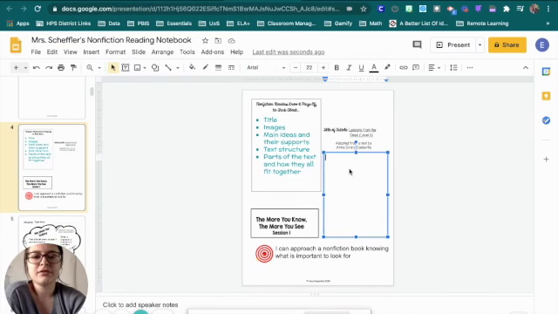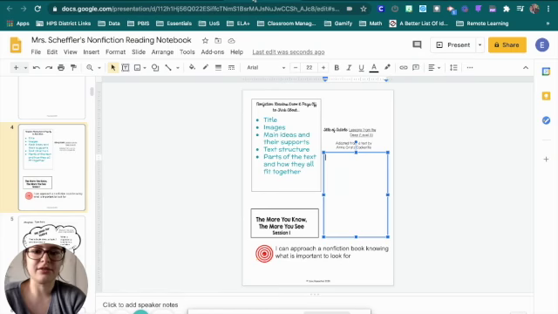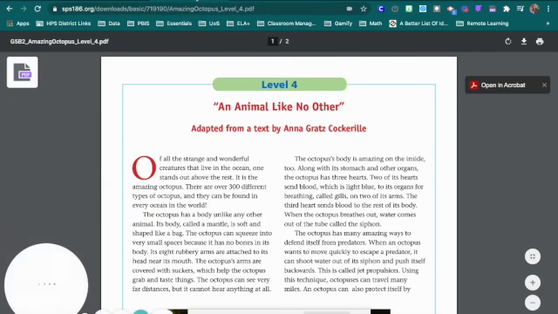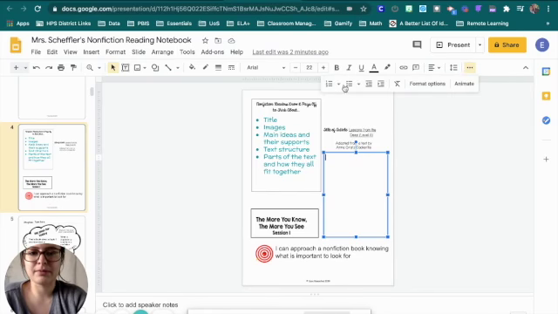So I'm going to take notes over here on my notebook sheet, and I'm going to click back and forth between the article and the notebook so I can read and take notes kind of at the same time. So I already know that the title of our article is An Animal Like No Other. And if I am thinking about that, I'm going to take notes using bullet points, but you can use whatever. So, an animal like no other. This is the title.